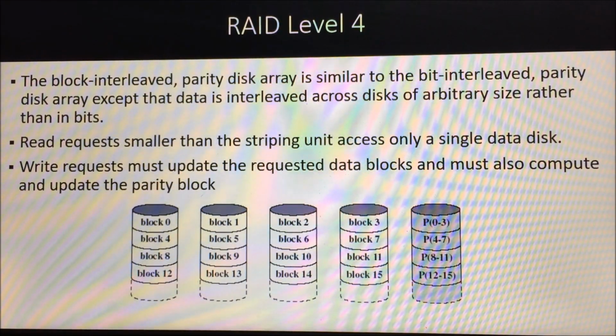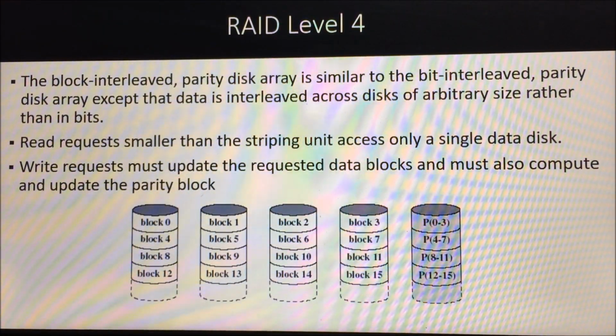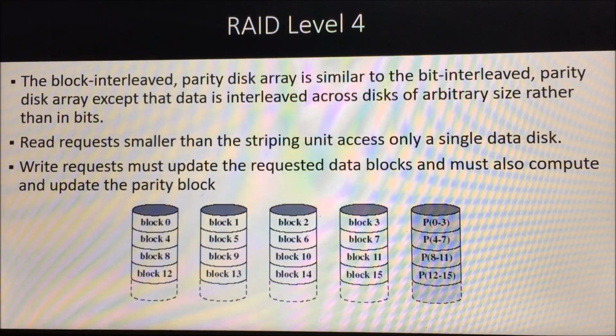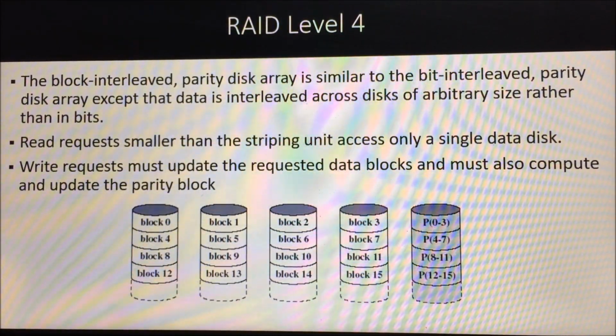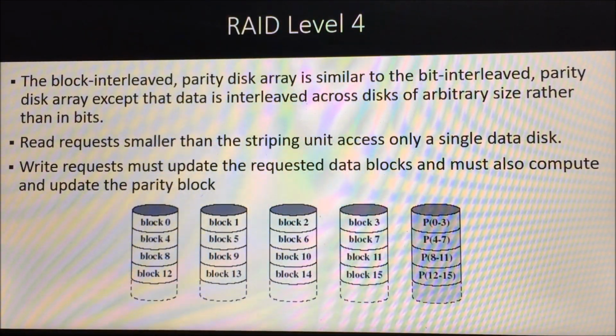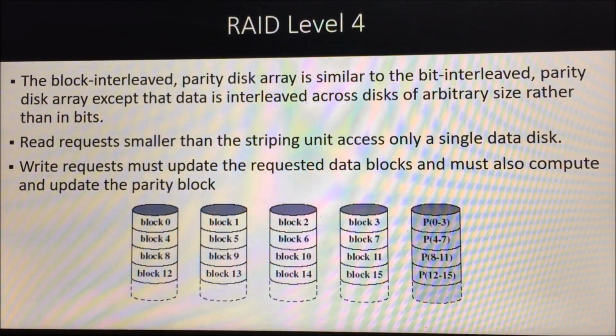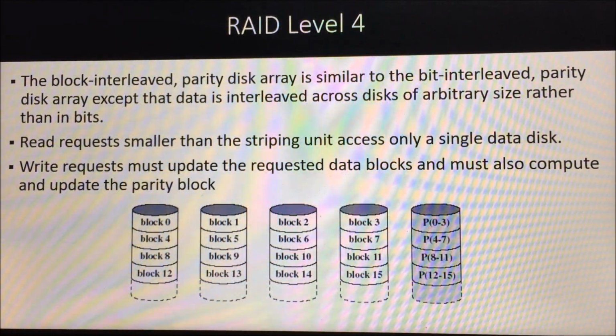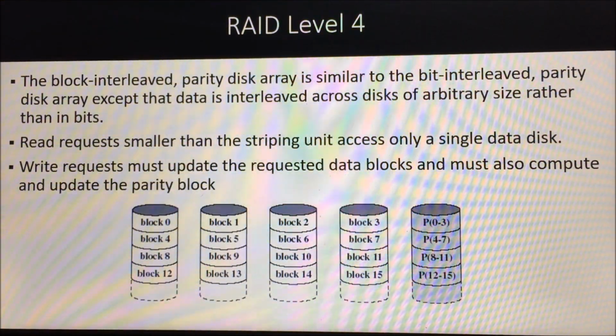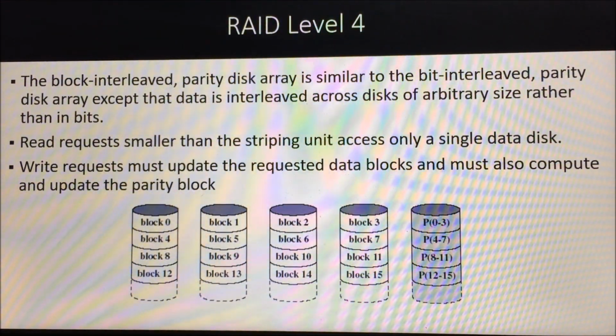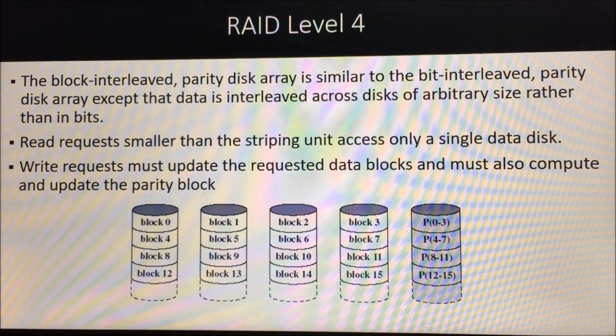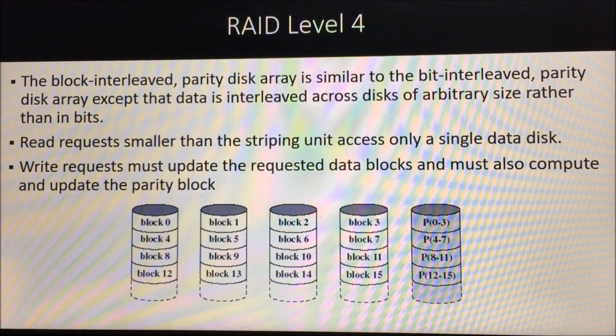One advantage of RAID level 4 is that if a read request is smaller than the stripping unit, then we can access only a single data disk. But in the case of RAID level 3, we have to access all the data disks for a read request. In RAID level 4, there is a chance to access only a single disk or two disks, depending upon the data size of the read request. In the case of a write request, we have to update the requested data block and also the parity block.